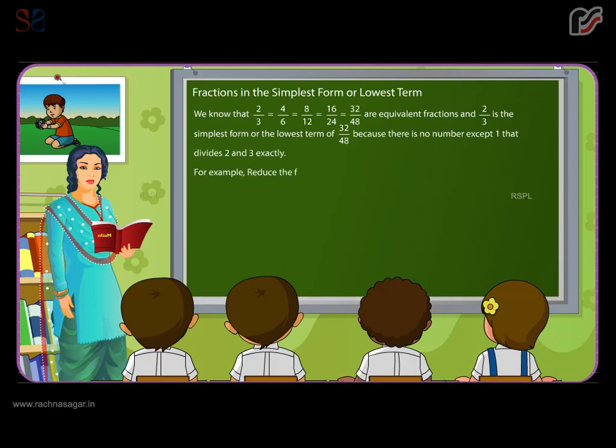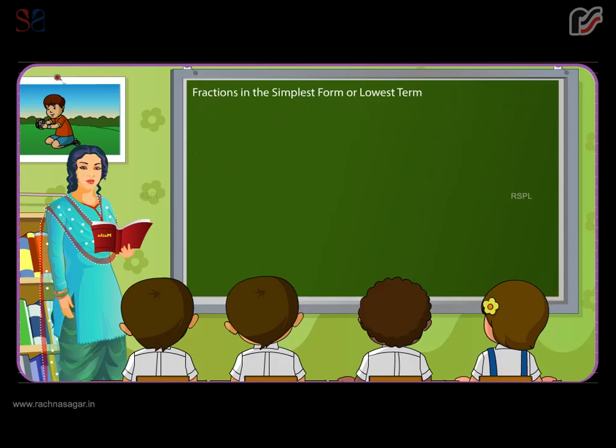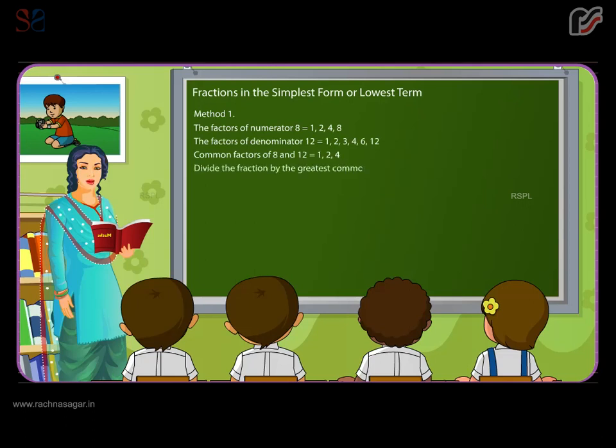For example, reduce the fraction 8/12 to the lowest term. Method 1. The factors of numerator 8 are 1, 2, 4, 8. The factors of denominator 12 are 1, 2, 3, 4, 6, 12. Common factors of 8 and 12 are 1, 2, 4. Divide the fraction by the greatest common factor, which is 4. So, dividing 8/12 by 4 gives 2/3.